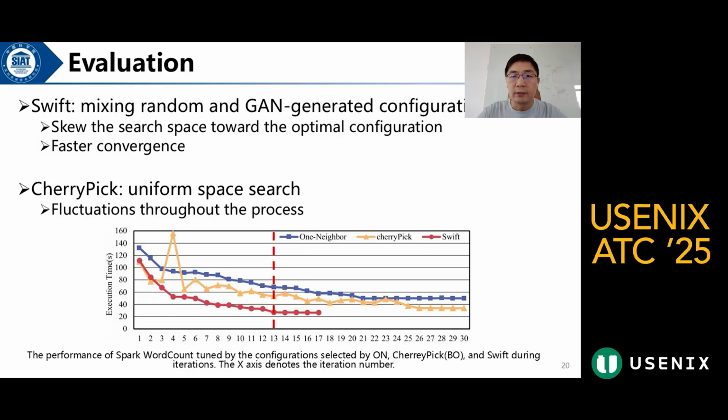In this figure, we take the word count benchmark for evaluation. It shows that Swift mixes random and GAN-generated configurations and has the effect of skewing the search space toward the optimal configuration, leading to faster convergence. Cherry pick performs uniform space search and experiences fluctuations throughout the process.